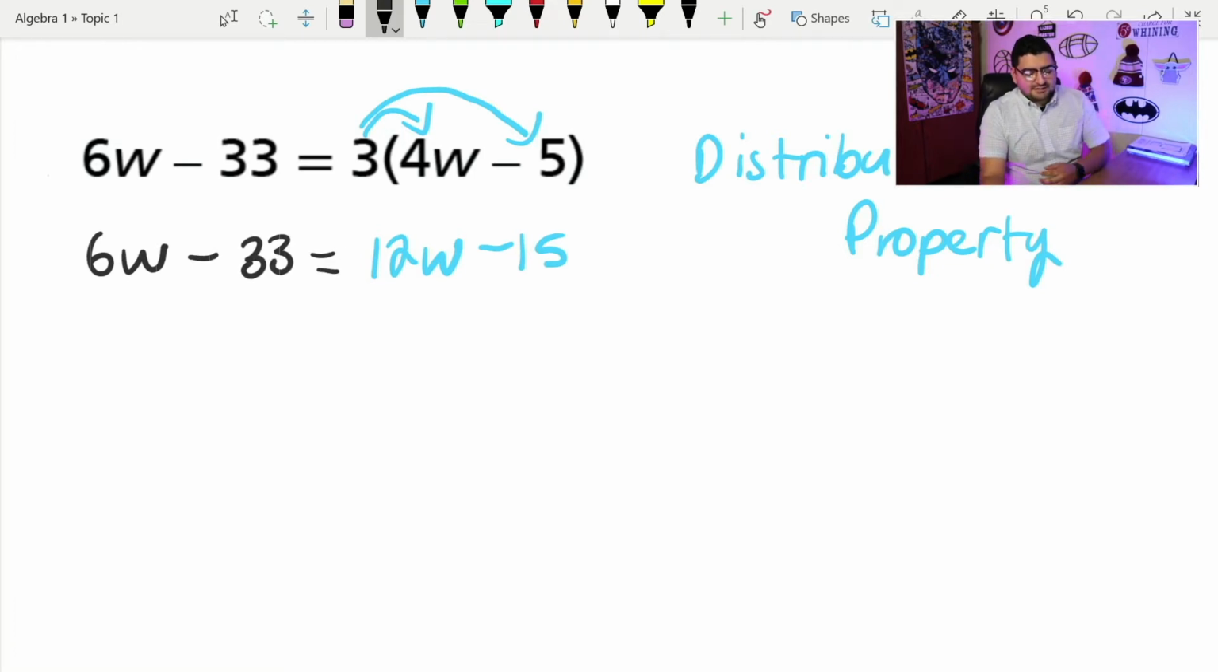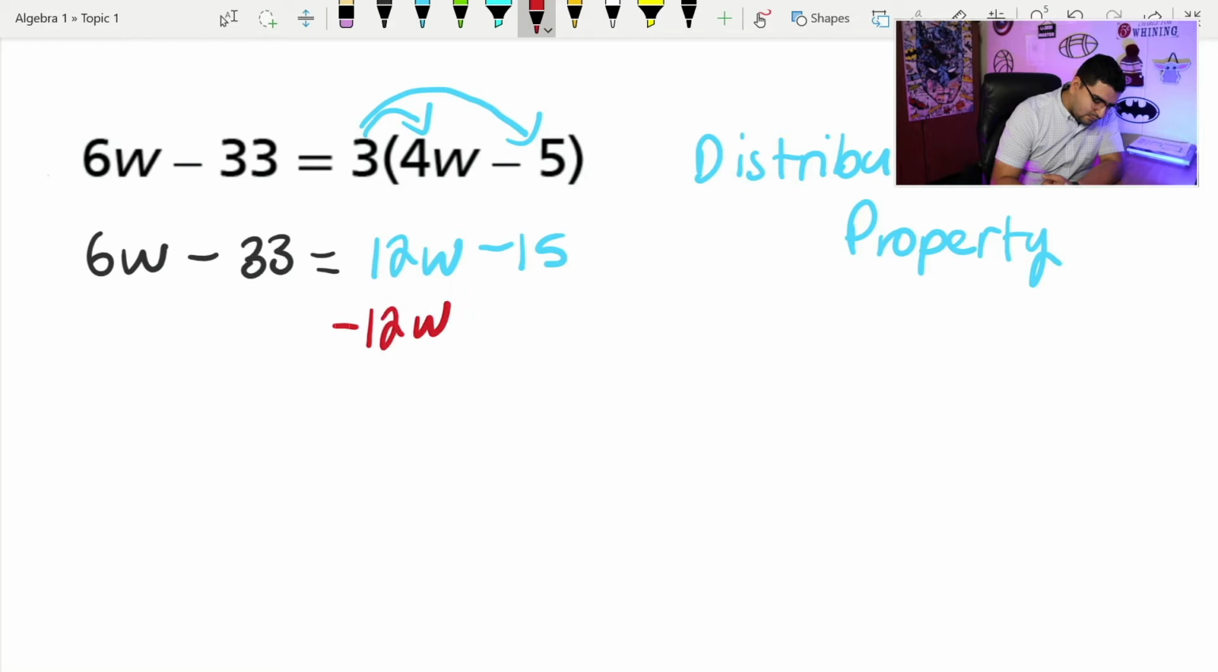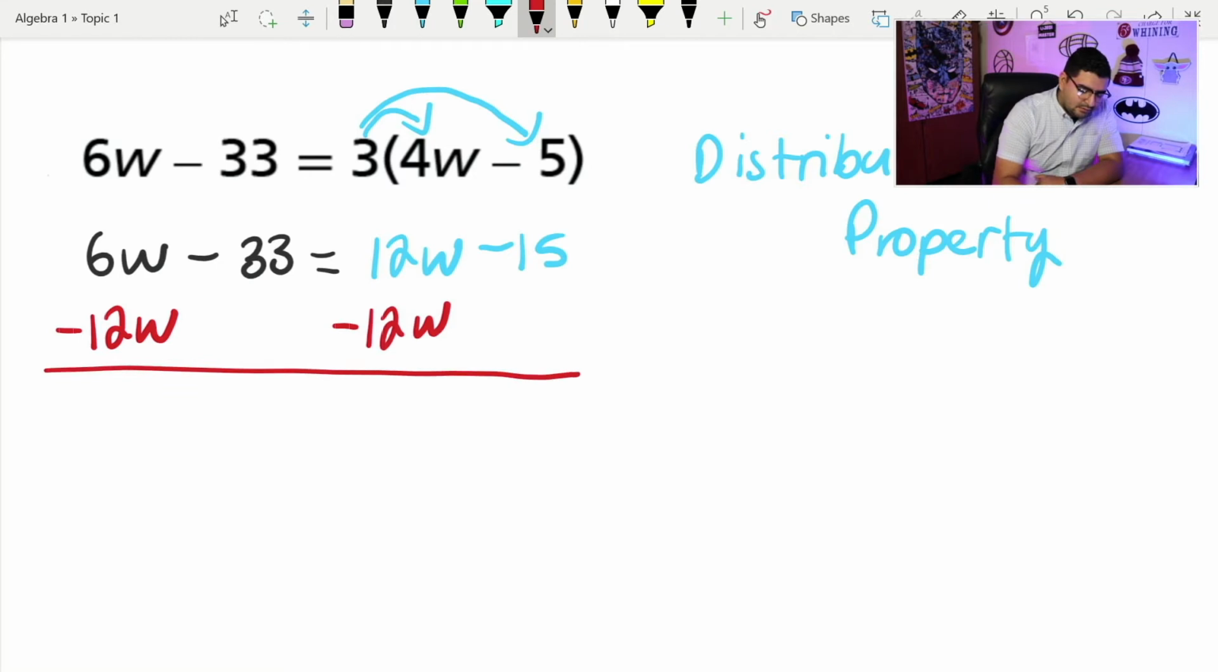Okay, now just like the last problem, we want to get our variables over to the same side. So I'm going to subtract 12w from both sides. That'll get me negative 6w minus 33 equals, these 12w's cancel out. I'm left with negative 15.